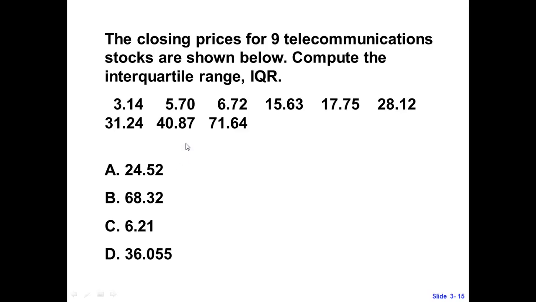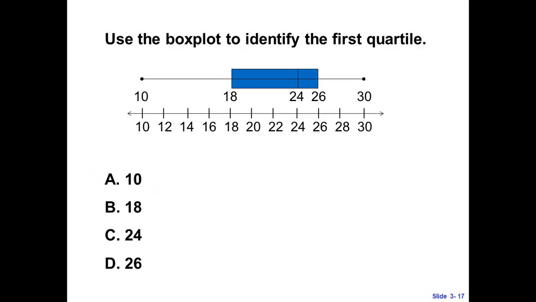For the interquartile range, we have to calculate the first quartile and the third quartile. The data are already in order. If you calculate Q1, Q1 will be 6.72. If you calculate Q3, it will be 31.24. So the difference between the two of them will be 24.52. And this is going to be the interquartile range. Correct answer is A.